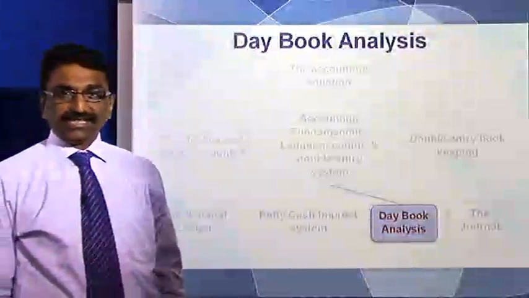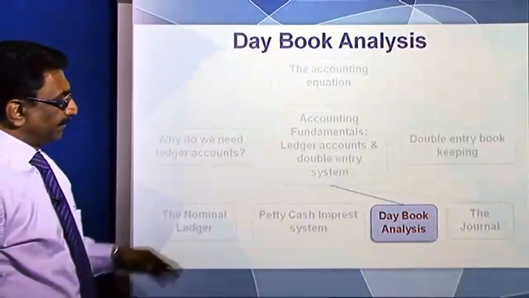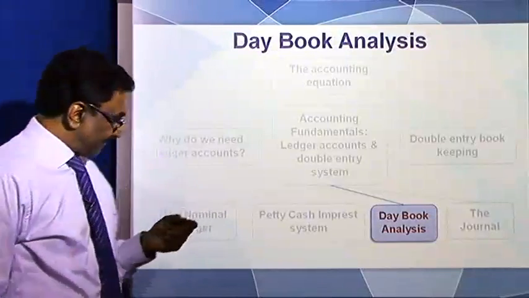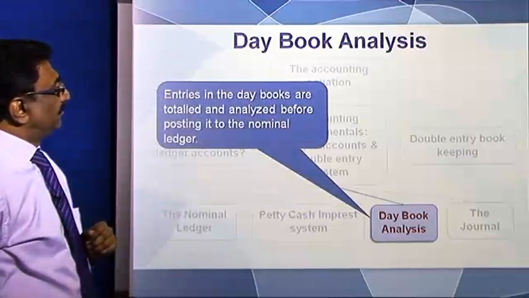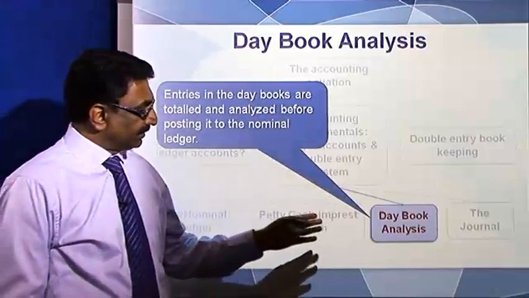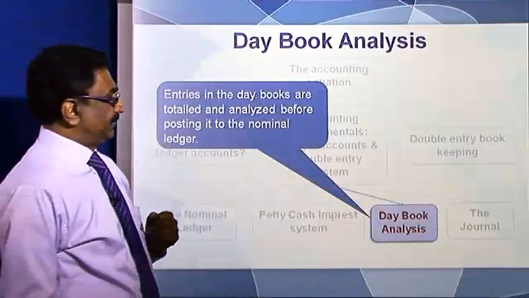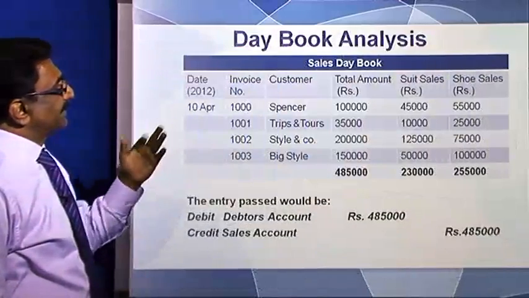Now let's move on to see how the day book, and in fact the petty cash Imprest system that we have already seen, also lends itself to the double entry bookkeeping system, and we can enter the transactions which we capture in these books into the ledger. So how do we do that?